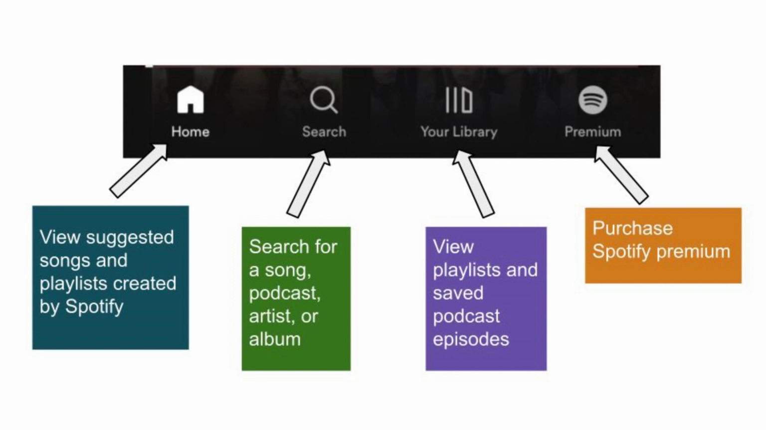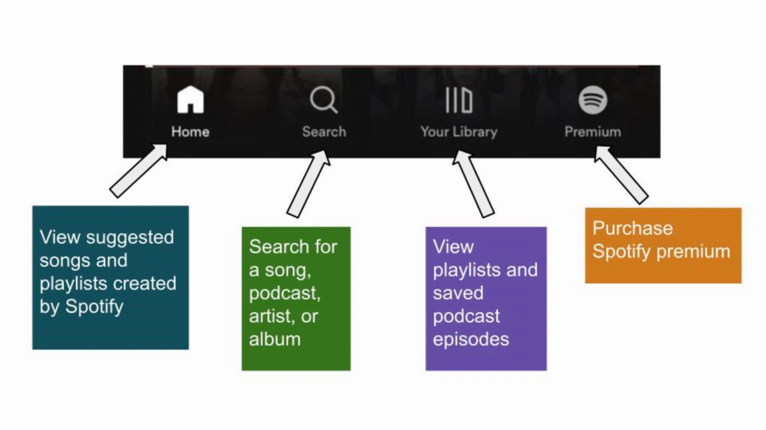Starting at the bottom left corner, we have the Home button. In Spotify's home screen, we can view suggested songs, songs and playlists we have recently listened to, and playlists created by Spotify. Directly to the right of the Home button, we have the Search button. The Search button allows us to find a song, podcast, artist, or album to listen to.